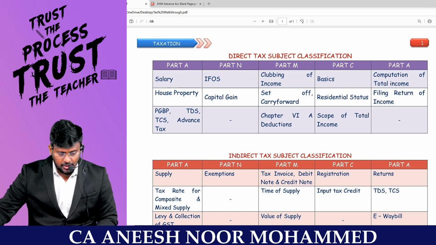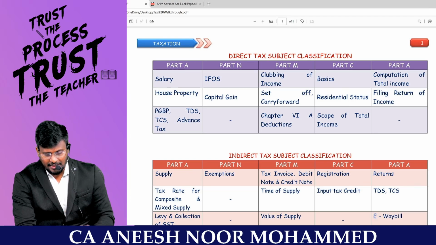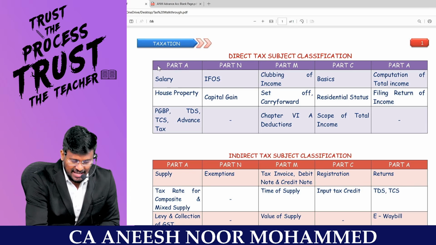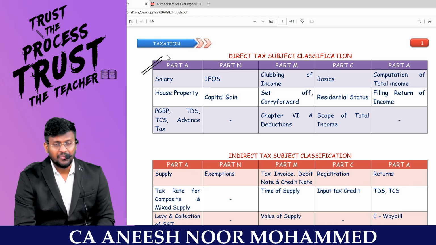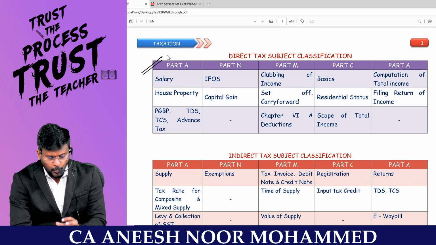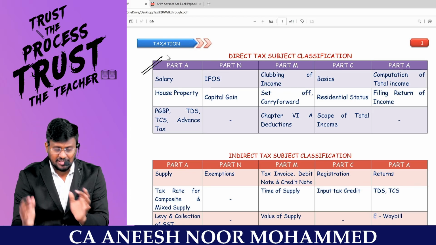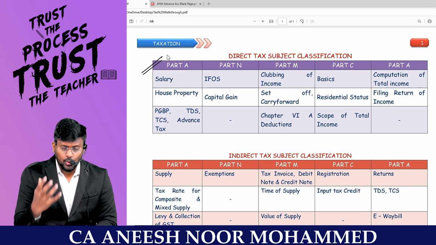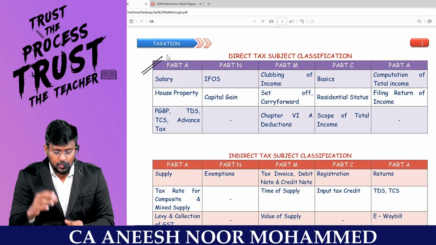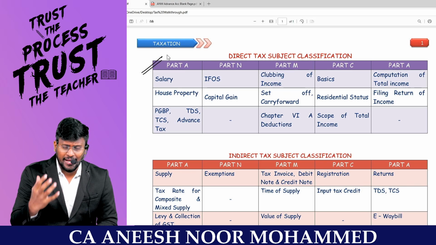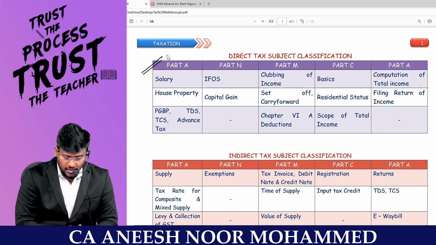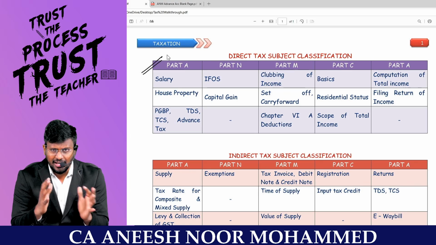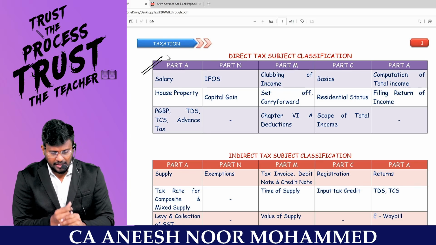My dear lovable students, with regard to direct tax, this is how we are going to learn. Part A is salary, house property, and PGBP read with TDS, TCS and advance tax. There itself we will complete the TDS, TCS and advance tax. You know, salary will come for nearly 5 to 7 marks in exam. The same weightage is there for house property also, 5 to 7 marks, and PGBP, TDS, TCS and advance tax is nearly like a 10 to 15 mark area for examination.